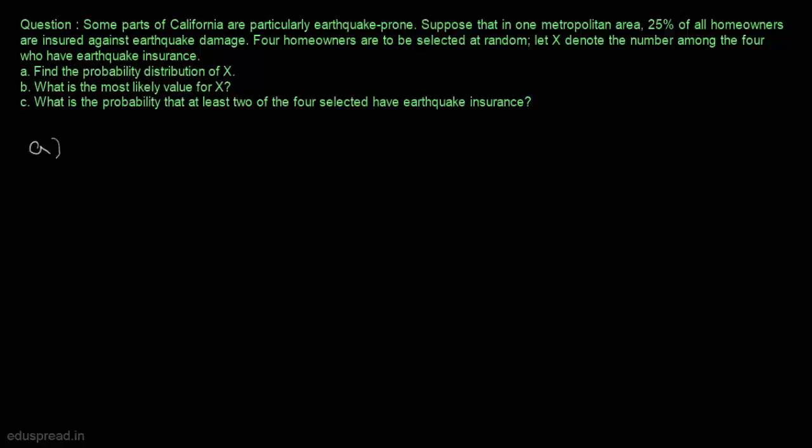We are given that X denotes the number among the 4 who have earthquake insurance. So the possible values that X can take are 0, 1, 2, 3 and 4. And to complete the probability distribution of X, we have to find these probabilities. So let's list down the sample space of this question. Let's list down all the possible outcomes that we can have. To list down all the possible outcomes, let's write some notations first. So let's say that S denotes a homeowner who has insurance.